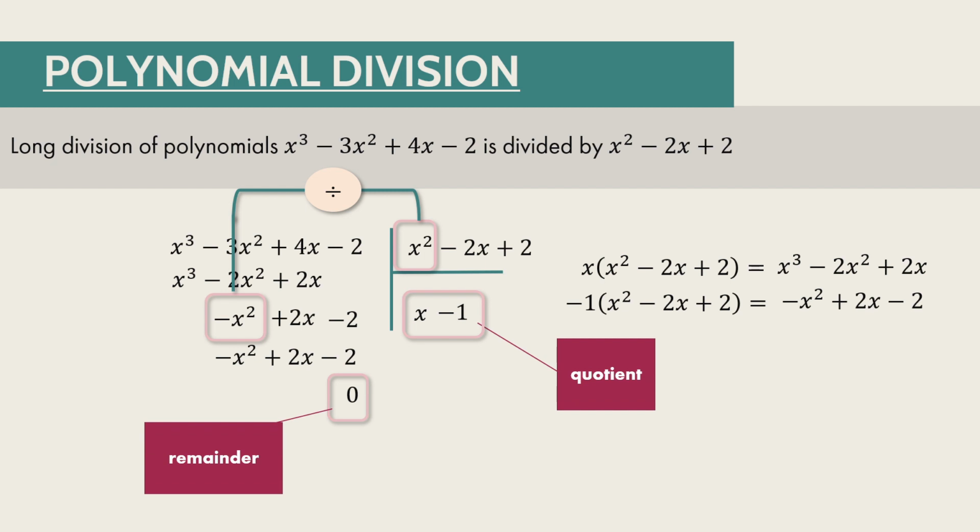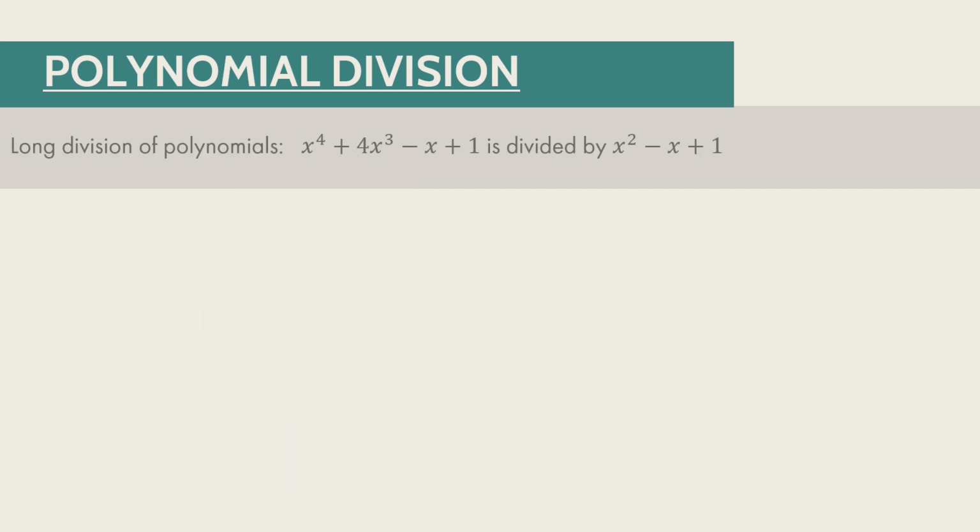Quotient and remainder. Have you got the idea? It is very similar to what we have learned in the previous lesson. I hope that everyone will find it clear and straightforward enough to understand and be able to practice right away. One more example. This time I want to divide x to the power of 4 plus 4x to the power of 3 minus x plus 1 by x to the power of 2 minus x plus 1.